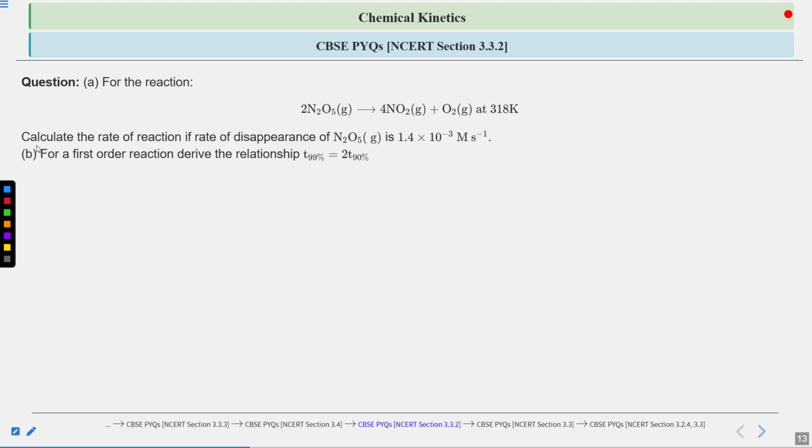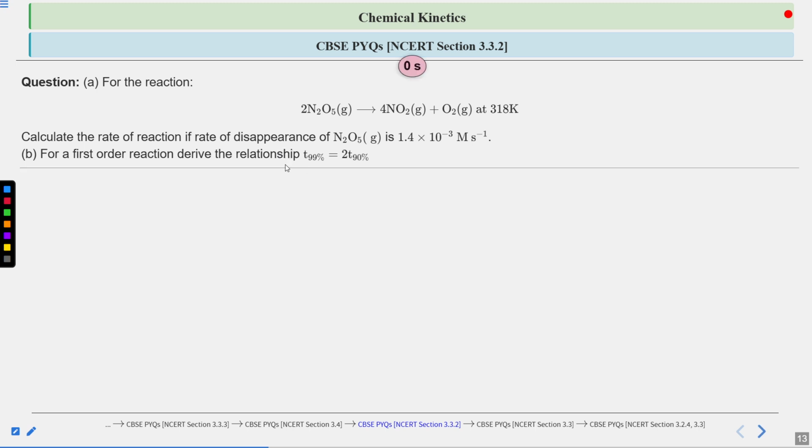Secondly, the second part of the question says that for a first order reaction, derive the relationship T99% is equal to 2T90%. Now, what is T99% showing? That is the time when the reaction is 99% done, and T90% is when the reaction is 90% done. So you have to prove or derive this relationship. These are the two parts of the question. Let's solve them one by one.